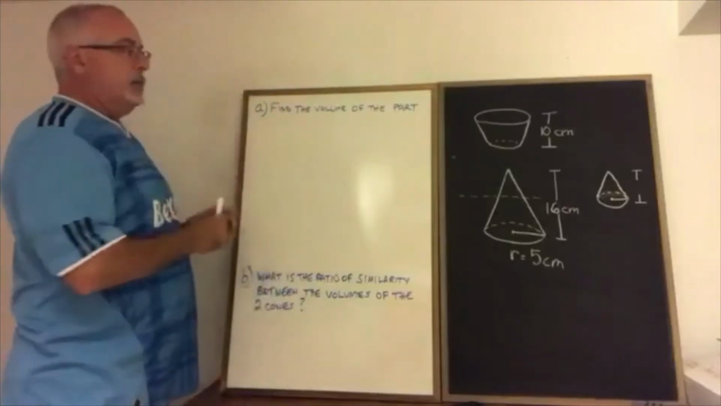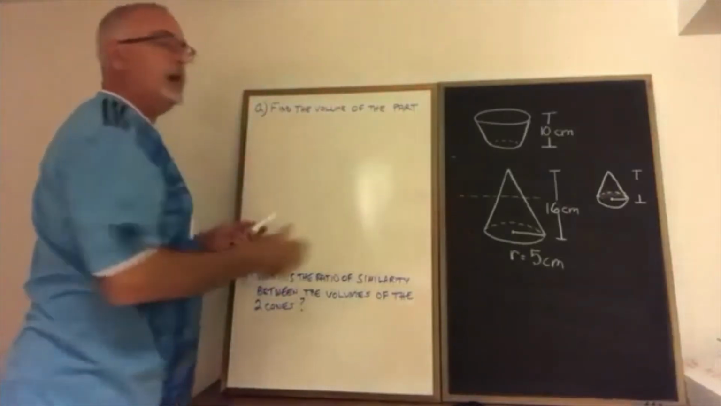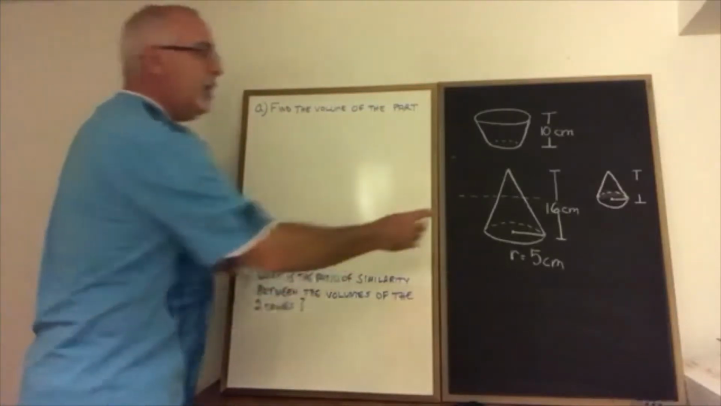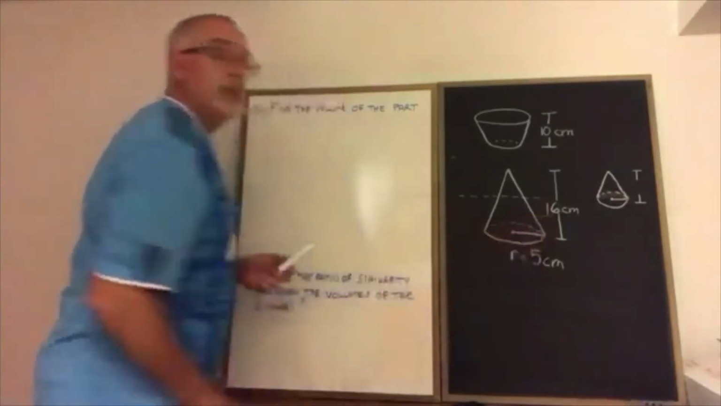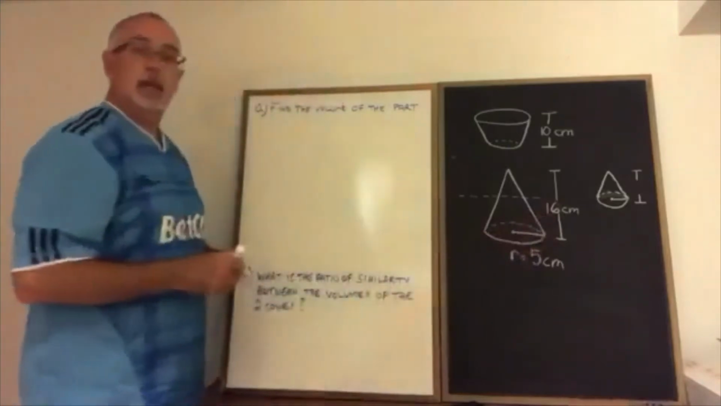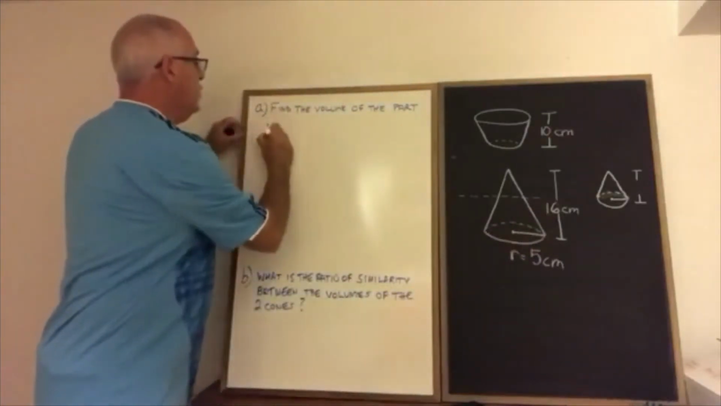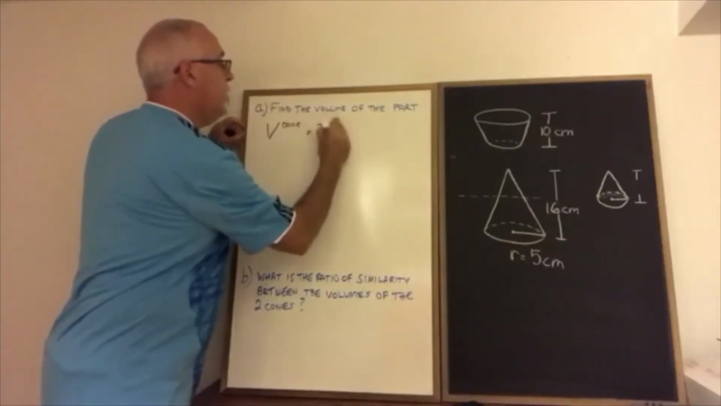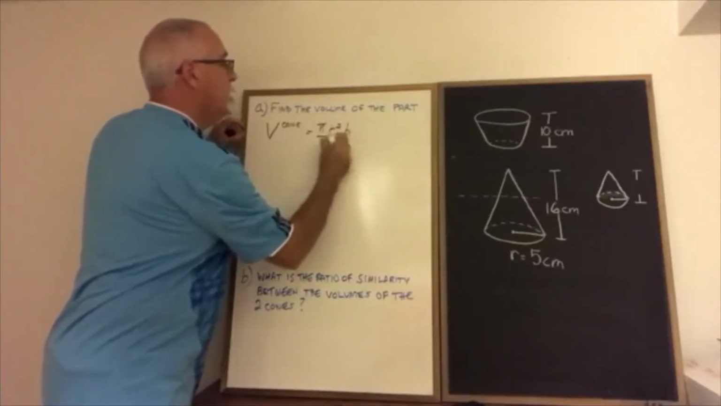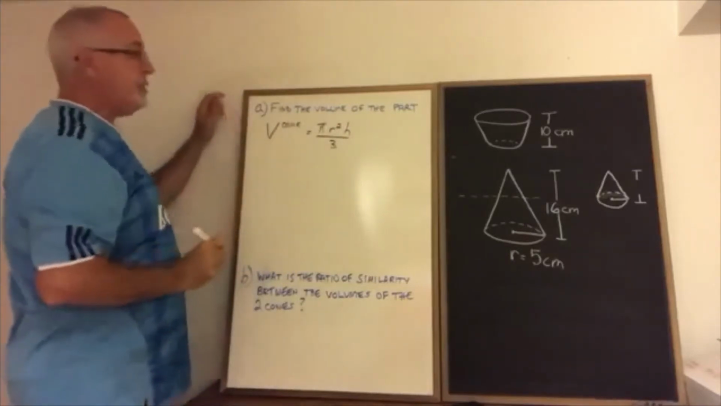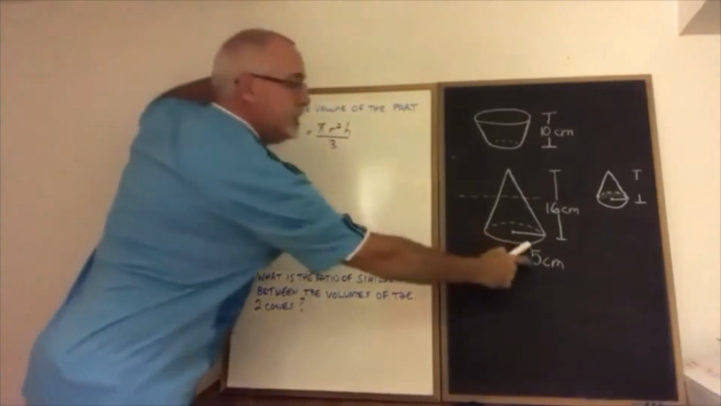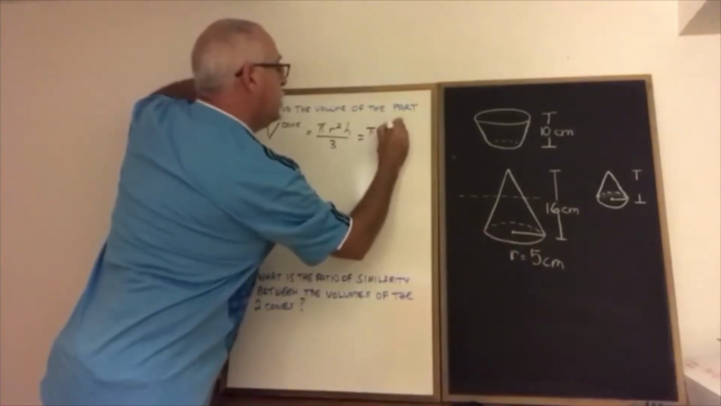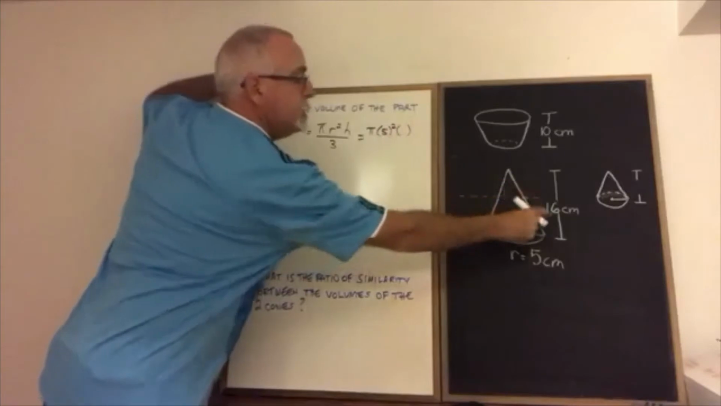Looking at A first, I look at what I have and I ask myself, what can I do right away? It's not necessarily the first step, but I have enough information to find the volume of the big cone because I've been given the radius and the height. And the volume of a cone formula is pi r squared h over 3. So our r is the radius 5, and the h is the height 16.